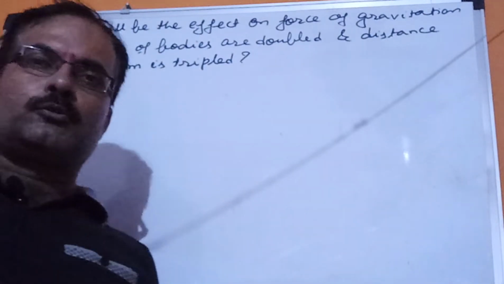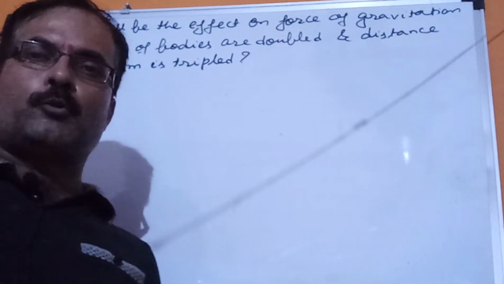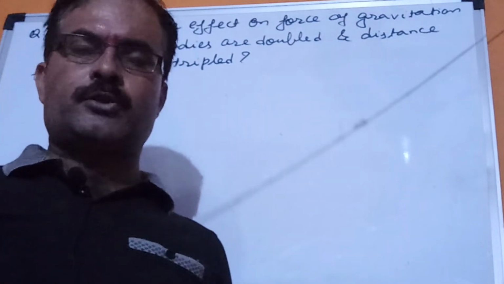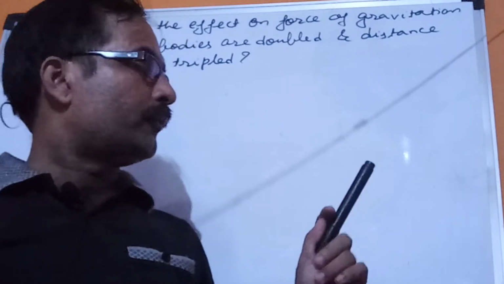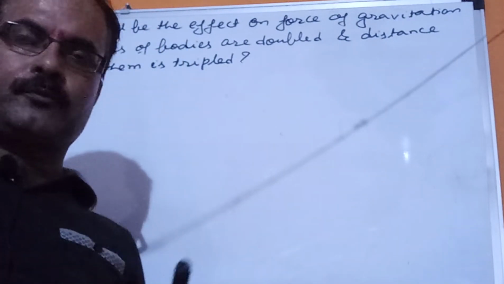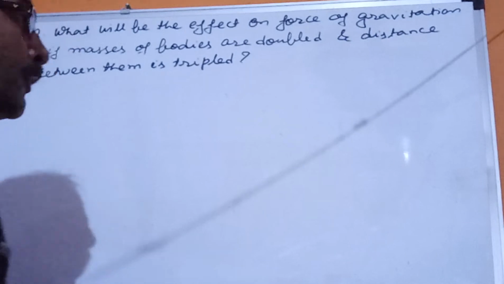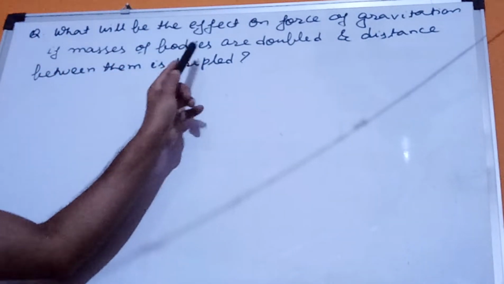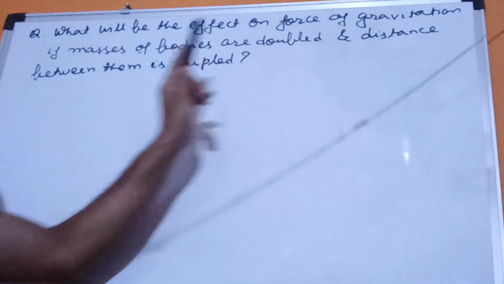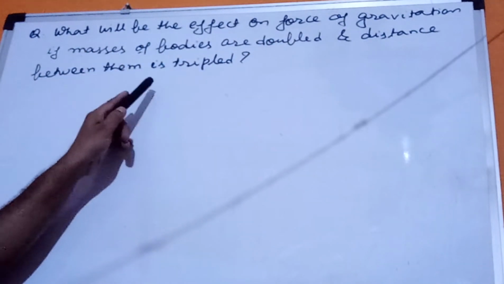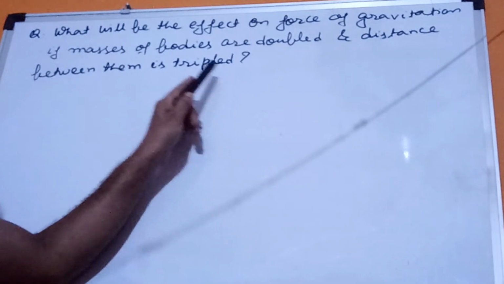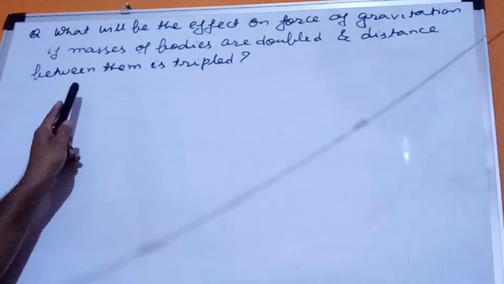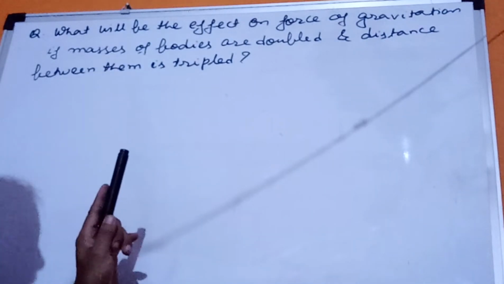Let's students, today I'm going to talk about some numerical problems that are commonly asked in the SEE from the force of gravitation chapter. One more common question: what will be the effect on force of gravitation if masses of bodies are doubled and distance between them is tripled?